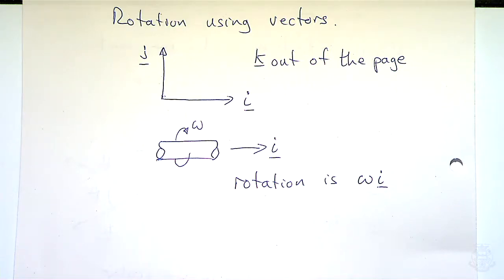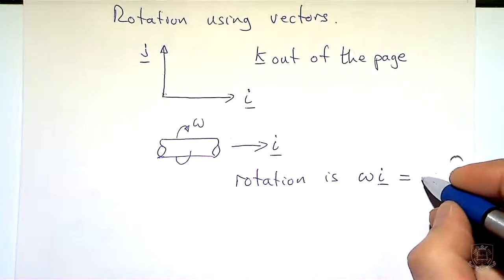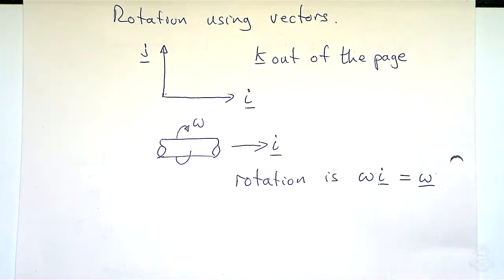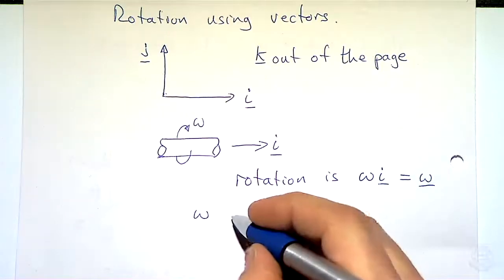Okay, and what you'll see is that we then usually write that as a vector omega underscore. Okay, so what it means is the vector omega underscore is a scalar quantity omega multiplied by a vector. And the two things, they're telling you two pieces of information. The scalar quantity omega is telling you the speed of the rotation, and the vector is telling you the direction about which the rotation is happening. Okay? And of course omega is angular velocity.